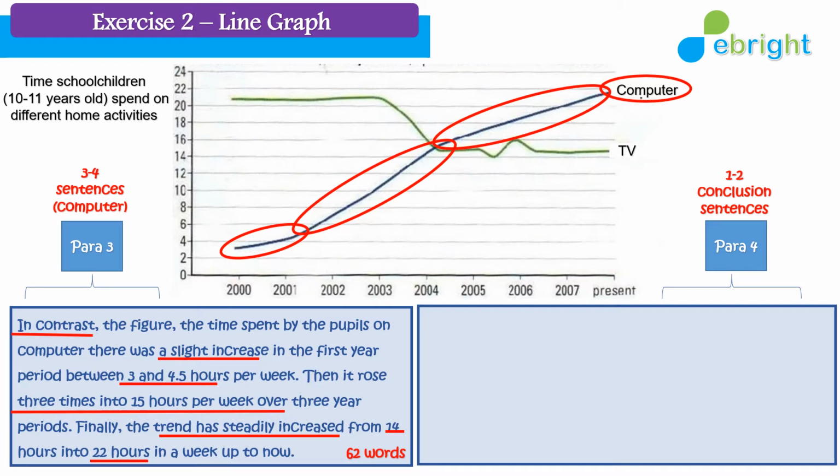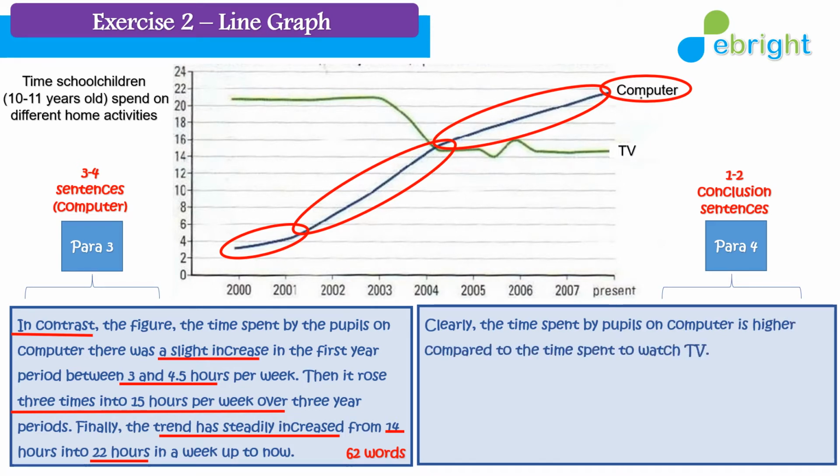As for paragraph 4, let's write at least one sentence. You should have an expression of conclusion. Clearly, the time spent by pupils on the computer is higher compared to the time spent watching TV. You've got the word "clearly" over there, indicating the conclusion of the passage. And then you've got 18 words in paragraph 4. In total, you've got 180 words. So that's not bad. Let's move to the next exercise, exercise 3.